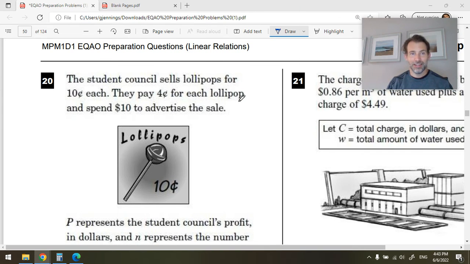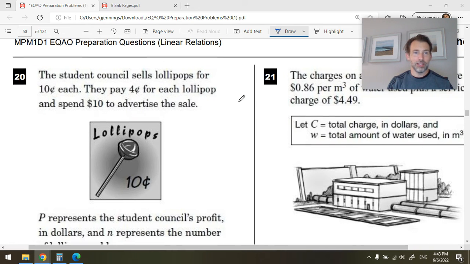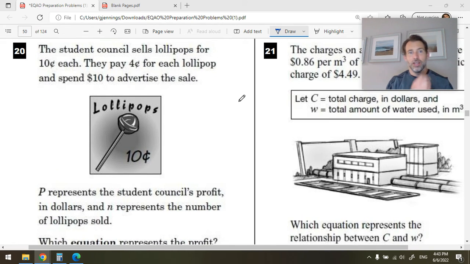Okay. The student council is selling lollipops for 10 cents each. They pay 4 cents for each lollipop and spend $10 to advertise the sale. Okay, so we've got all of our stuff there. P represents the student council's profit in dollars, and N represents the number of lollipops sold. Okay, so how much profit do they make per lollipop?